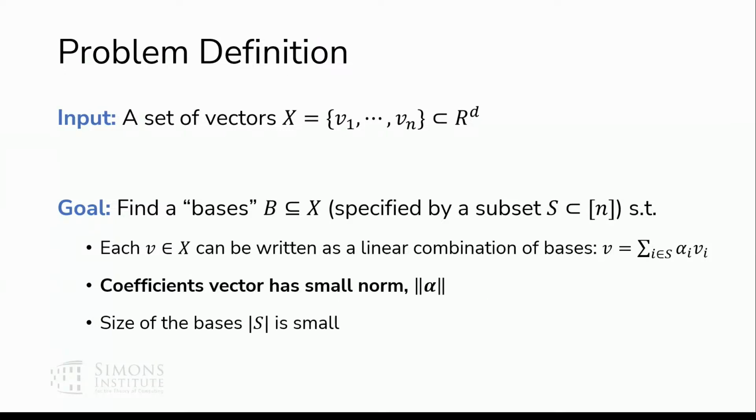And actually, nothing prevents us from looking only at the absolute value or L infinity norm of the coefficient vector. We can think of any norm of the coefficient vectors. So that's the goal. I would like to come up with a basis with a small coefficient norm for all points in the input. And the size of the basis I need to be as small as possible. So is the problem clear? Okay.